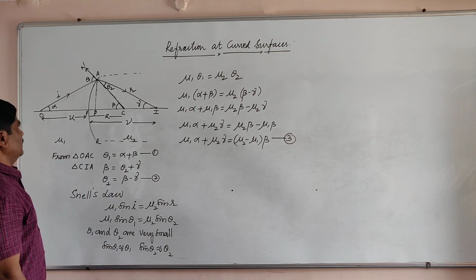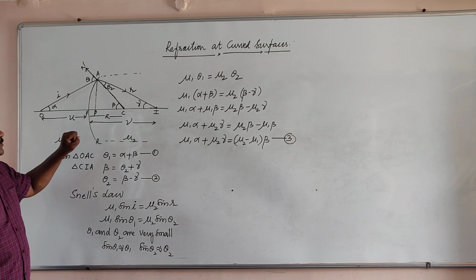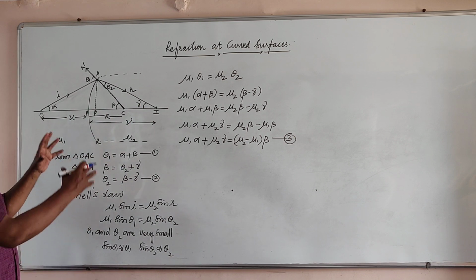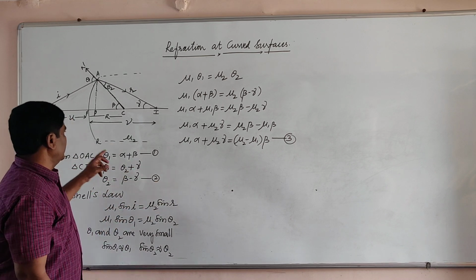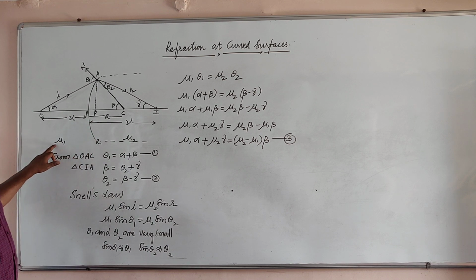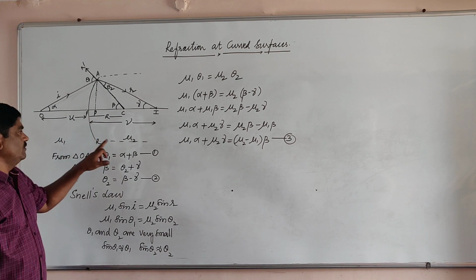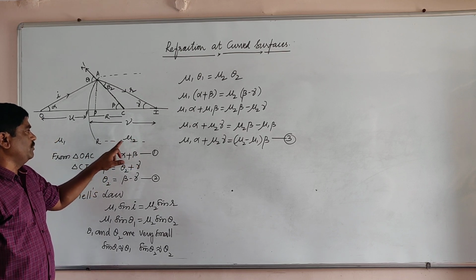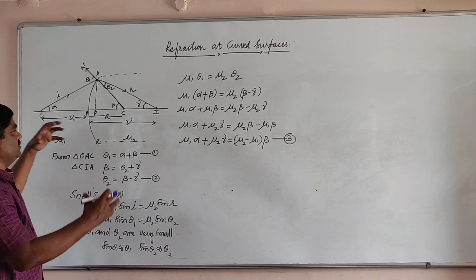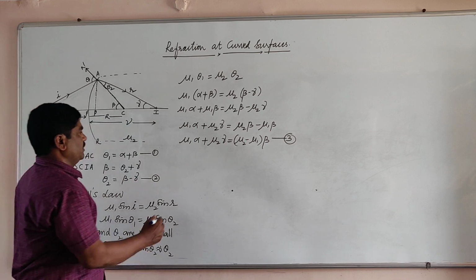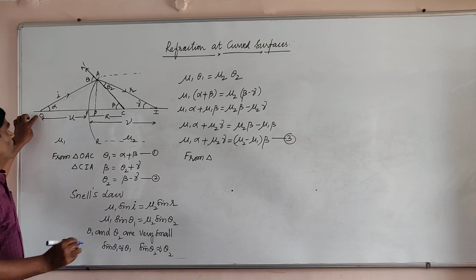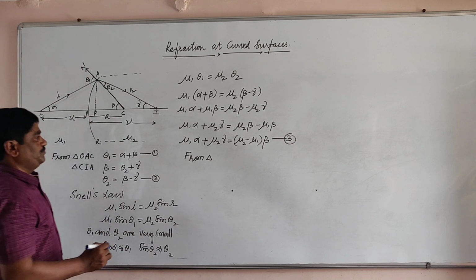Right. From this diagram, we will go for alpha, beta and gamma, because we have to bring out this relation between the refractive index and the radius of curvature, where we separate the two media: the refractive index of medium 1 is mu1 and the refractive index of the other medium is mu2. So when it is separated, we should bring out the relation between the object distance and the image distance. Here, from another triangle, which one will we take? O, A, P we will take.